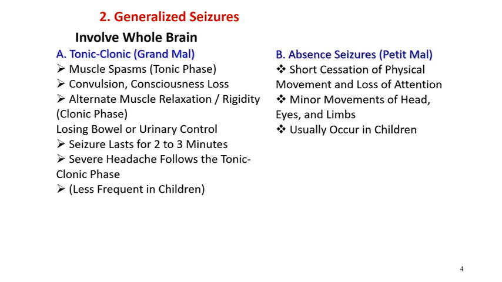A severe headache follows the tonic-clonic phase, and this is less frequent in children, whereas the absence seizure, which is petit mal, usually occurs in children. It has minor movement in head and eyes, loss of attention, total loss of attention. You can notice a short cessation in physical movement.